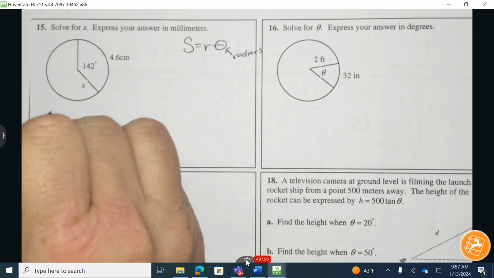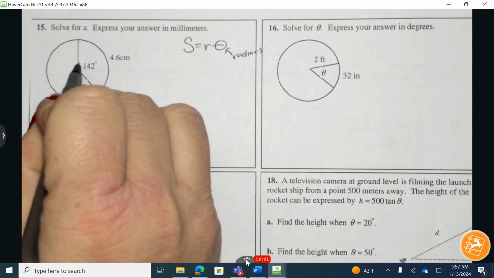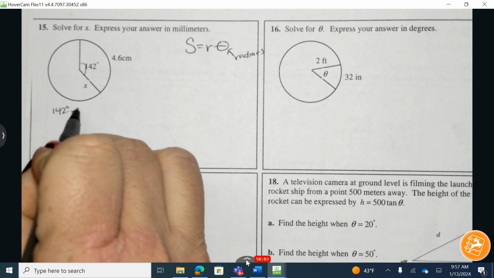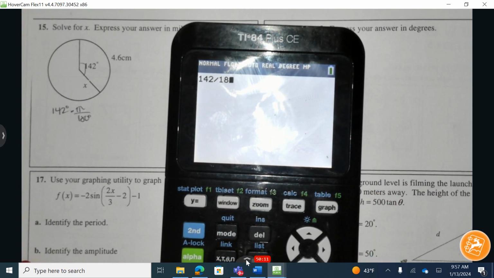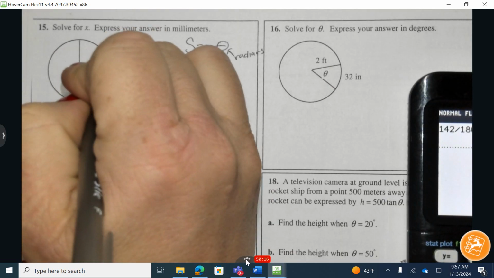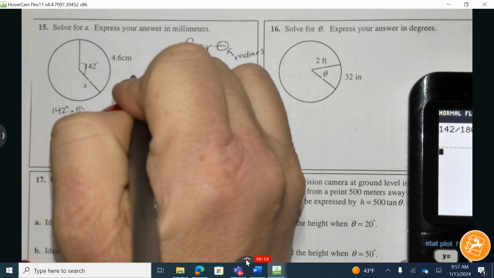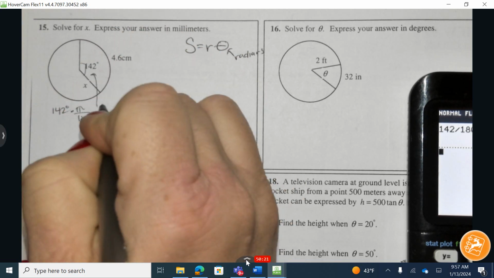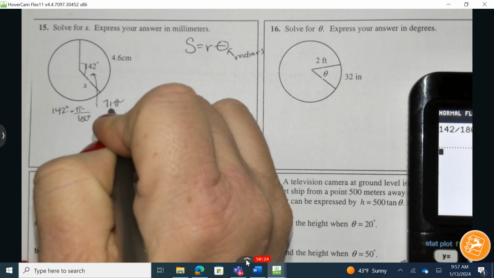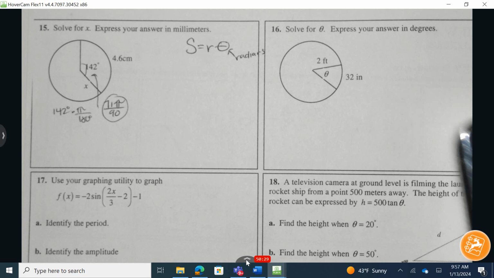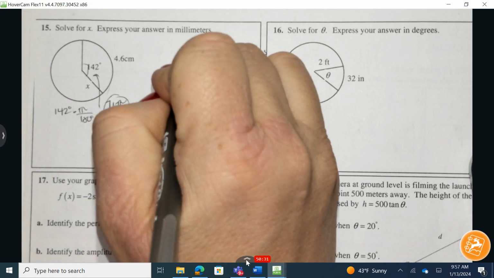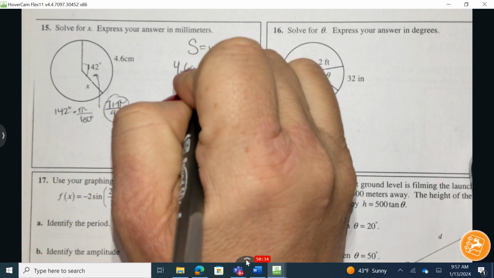Number 15, I'm going to take 142 and I'm going to divide it. So this is in terms of degrees. I'm going to take it times pi over 180. So here we go. 142 divided by 180, put it back into a fraction, and I have 71 over 90. So I'm going to change this right away. This is equivalent to 71 pi over 90. I misread that. All right, so I know that my arc length is 4.6 centimeters.